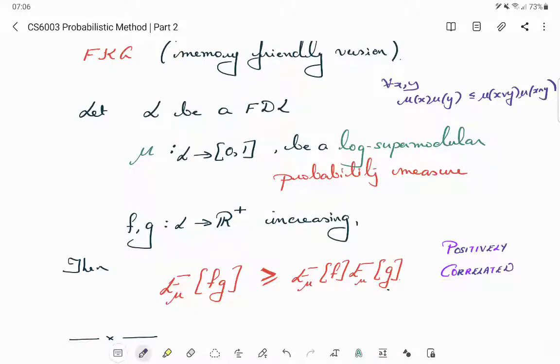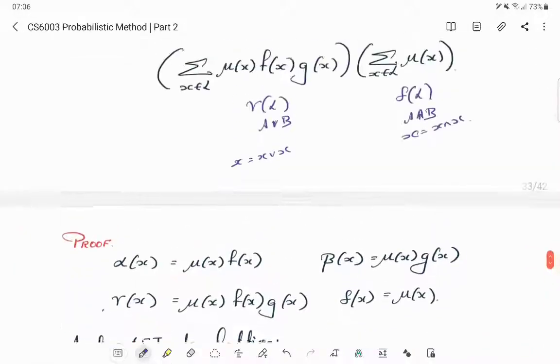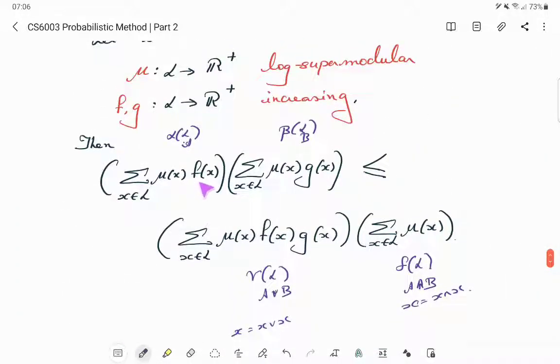But why is this true? You can verify this term by term. By the way, remember I wrote it in the easy to remember form, where I kind of reversed this whole inequality and wrote that this guy is greater than or equal to the product of these guys. Okay, so let's verify it term by term.